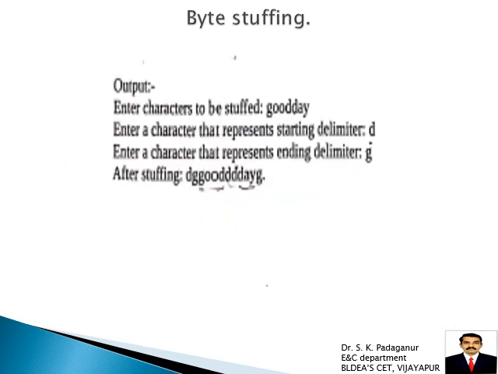Again we have written the program for byte stuffing, then the input. Here, enter the character to be stuffed; we have written good day. Then enter a character that represents the starting delimiter D, then the ending delimiter G after stuffing. So our actual data is good day, but it should start with DG, good DD, because whenever it finds D, it will add one more D, then G. So the starting delimiter is D and the ending delimiter is G. This is the stuffed data we are using for character stuffing.